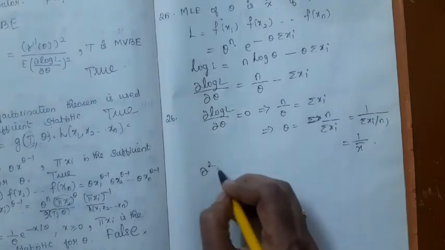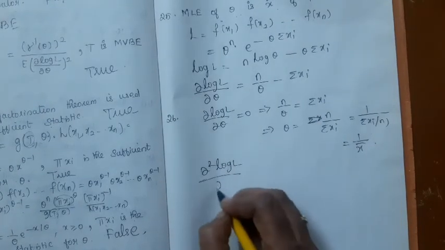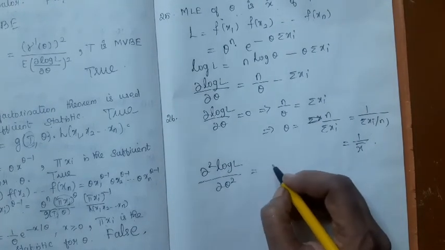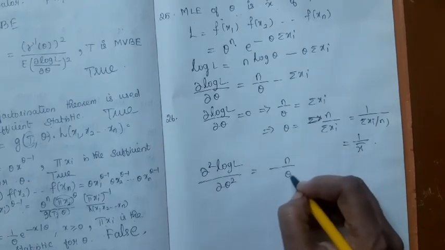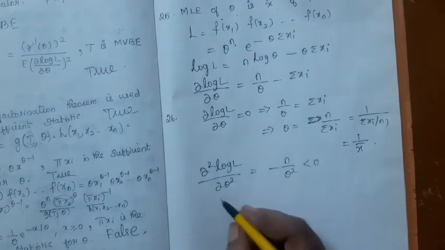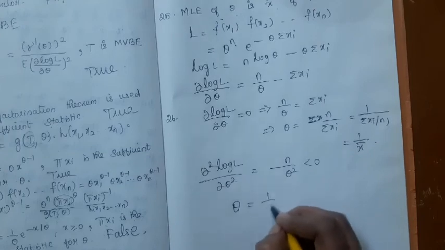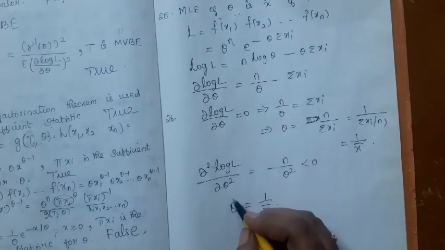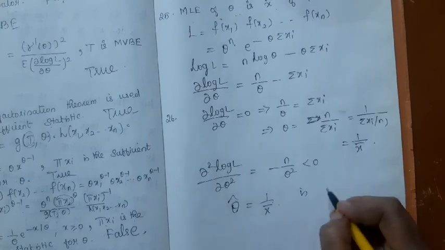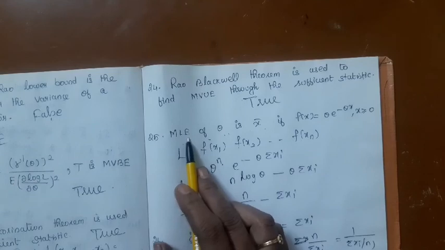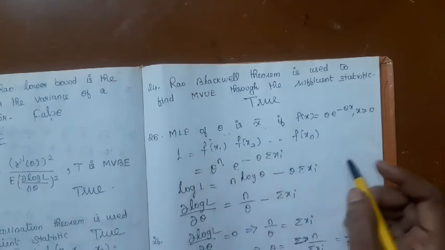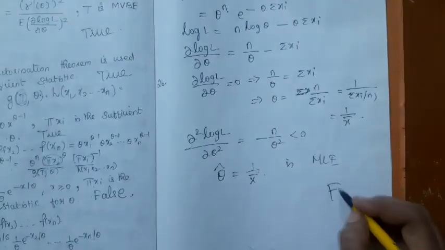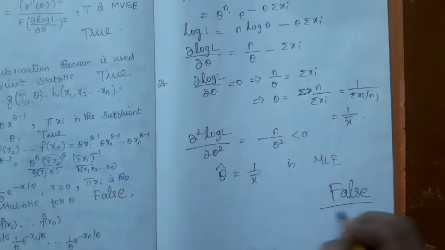Now dou square log L by dou theta square, I get minus n by theta square, which is less than 0. So I can say at theta equal to 1 by x bar, L is maximized. So this theta cap equal to 1 by x bar is the MLE. But what is your statement? Your statement says MLE of theta is x bar. So the statement is false.